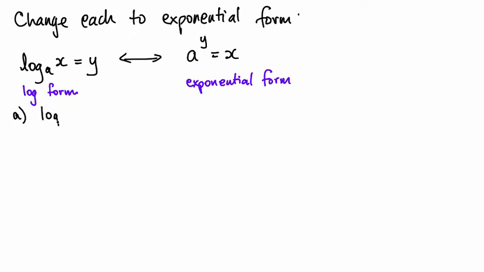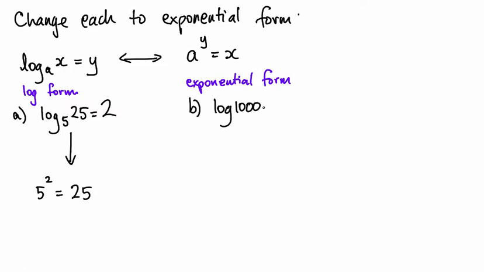So if I tell you log base 5 of 25 is equal to 2, the reason that's true is because the base is 5, the exponent is 2, and the result is 25. So if I say log of 1000 is equal to 3, this is equivalent to saying the base is 10. Remember, when I don't write it, it's 10. The exponent is 3, and that's equal to 1000.